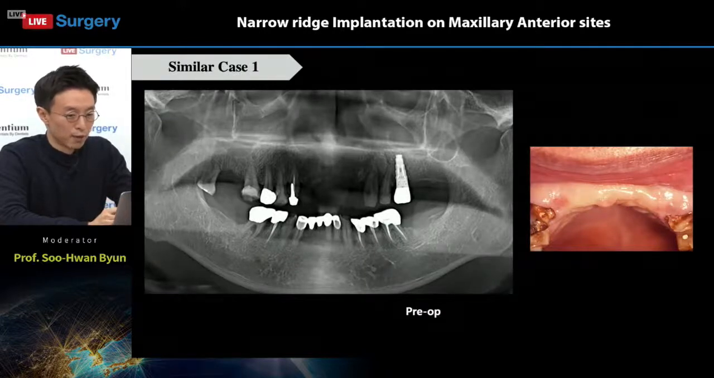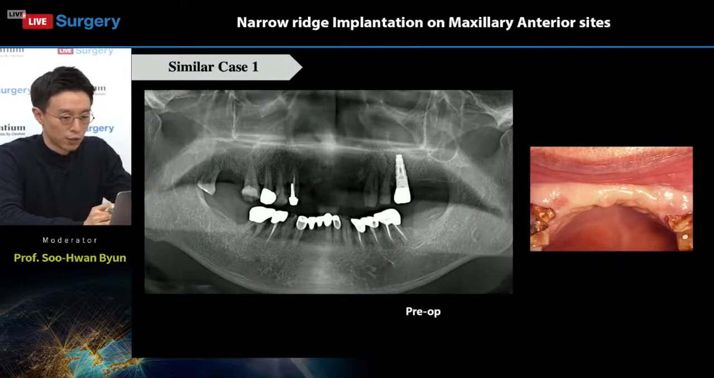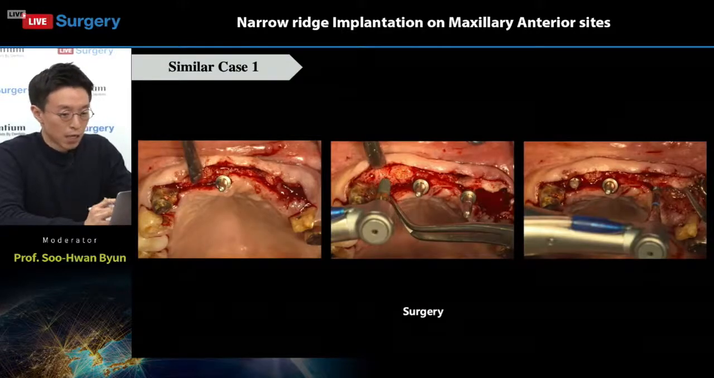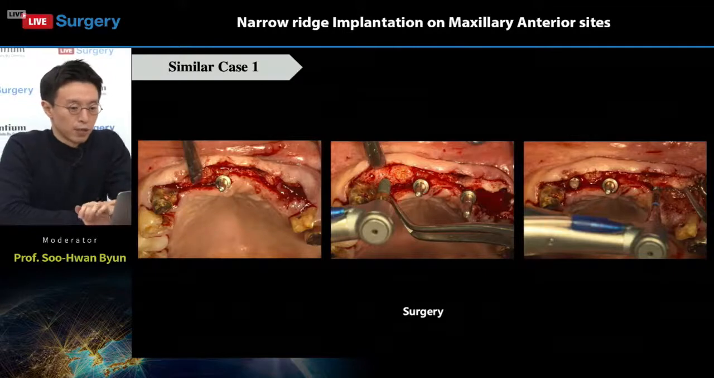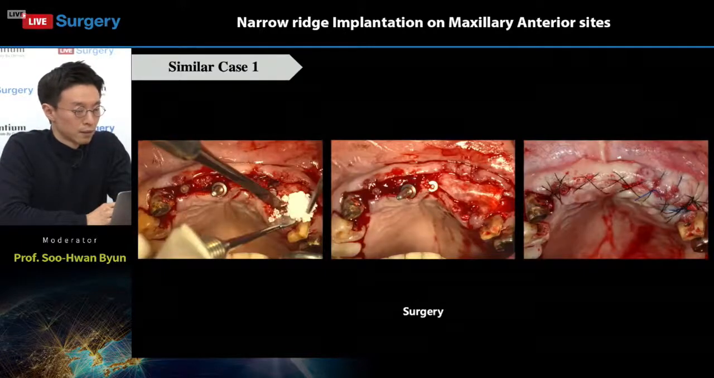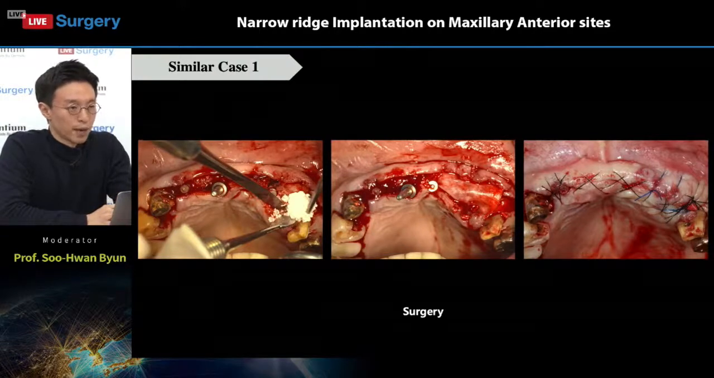Let me show you a similar case of Dr. Chung. Dr. Chung has used a bright tissue level implant at the anterior narrow ridge area. He usually expands the narrow ridge by using the ridge expander drill of the Dentium ridge expansion kit, RE kit, and 2.5 and 3.0 bright tissue level implants were placed. We can overcome a severely atrophic narrow ridge by using the tissue level bright implant.